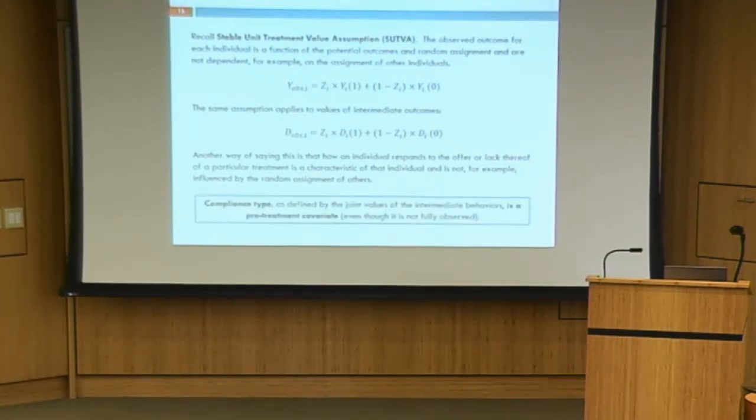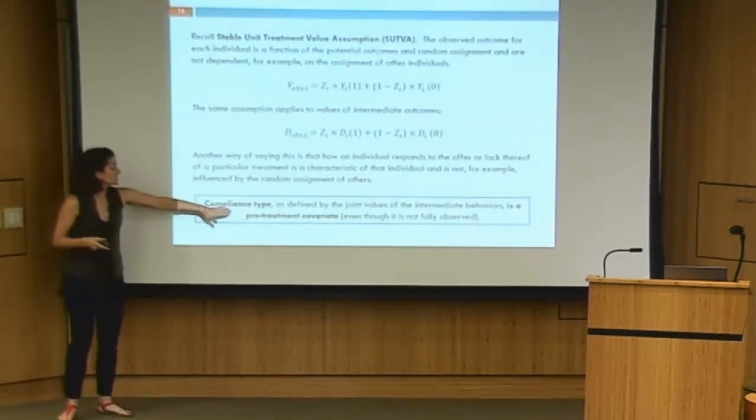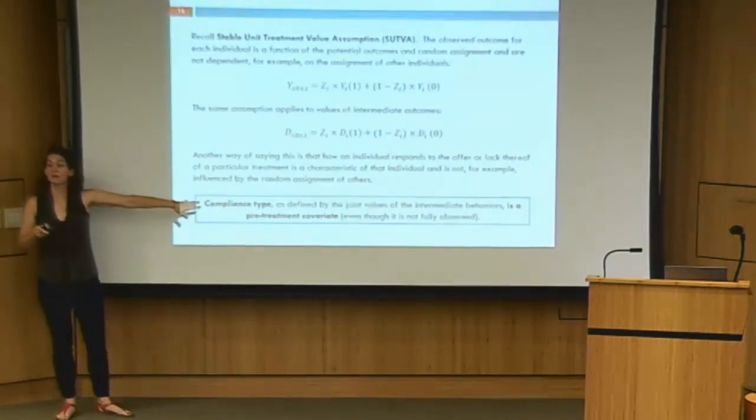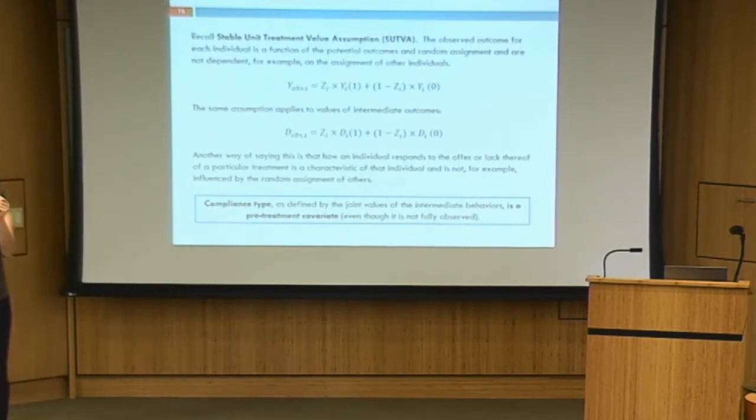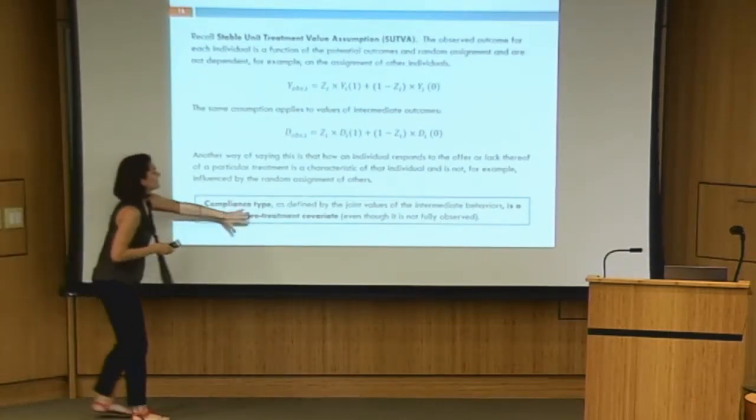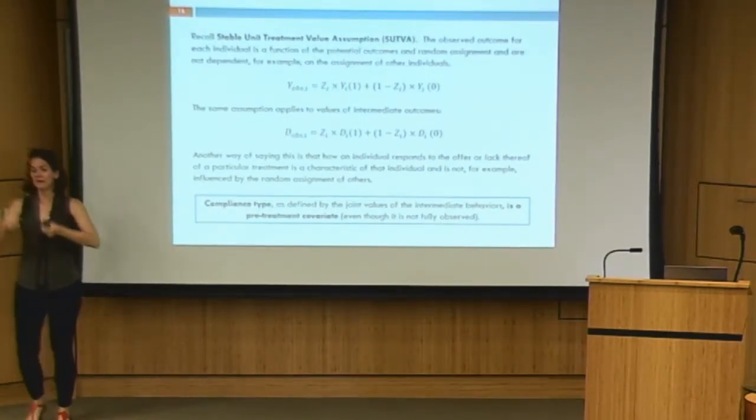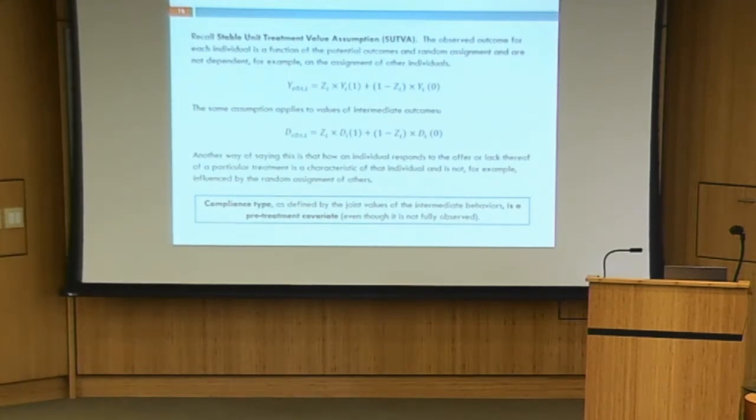So the key takeaway from this is that principal stratification assumes, and I want to flag for you, this is in contrast to the way that Guanglei is going to be talking about these kinds of things tomorrow, that compliance type, as defined by these joint potential values of that intermediate behavior, is a pre-treatment covariate. That I'm a complier is completely a feature of me. I'm kind of a complier.